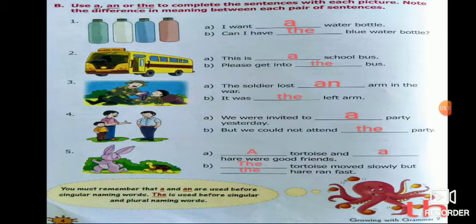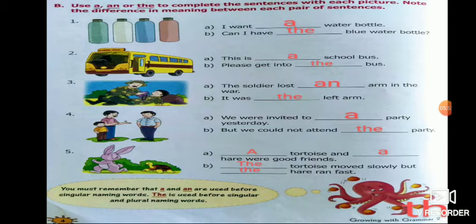Second, this is a school bus. Please get into the bus. The soldier lost an arm in the war. It was the left arm. We were invited to a party, but we could not attend the party. Next, a tortoise and a hare were good friends. The tortoise moved slowly, but the hare ran fast.